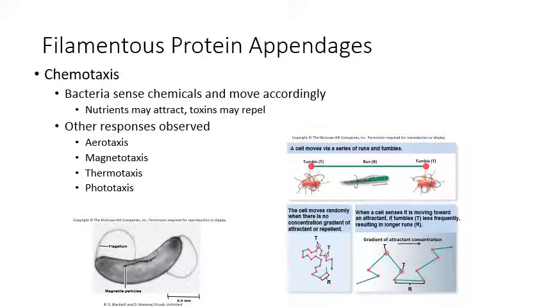Some of them respond by chemotaxis. Chemo refers to chemicals, and taxis means movement. So chemotaxis means they're going to move in response to chemicals they detect in their environment. Something that they like, they'll move towards. Something that they don't like, they'll move away from. Some bacteria are also responsive to the oxygen content of the air, so moving towards oxygen would be aerotaxis. Some are responsive to different magnetic fields, some to different temperatures, some to different amounts of light. Those are all different types of movement that bacteria are capable of.